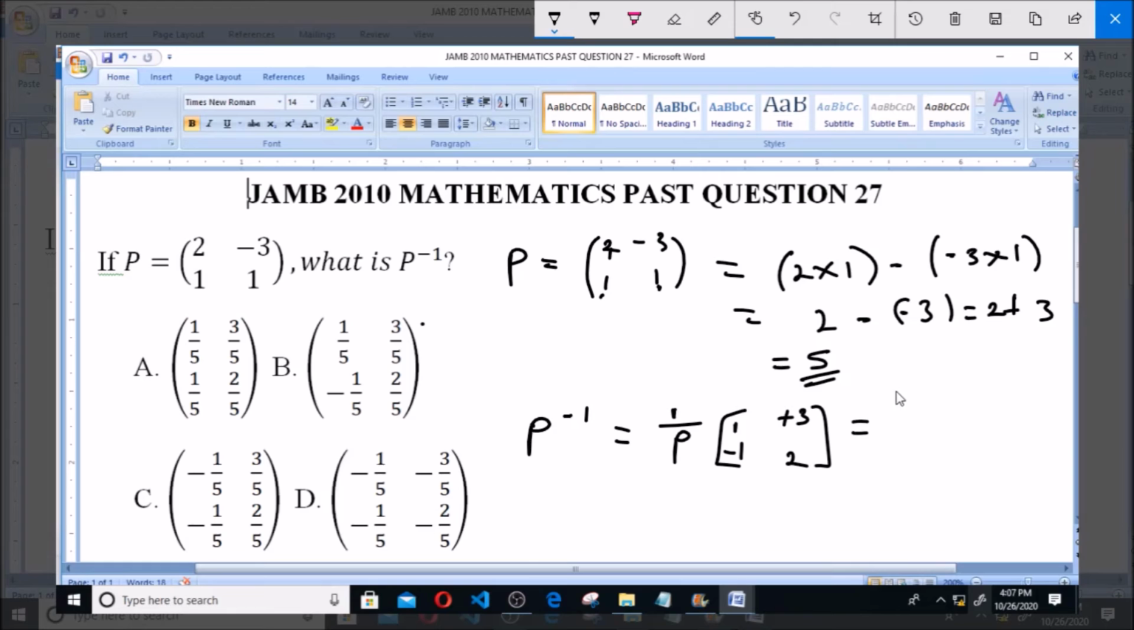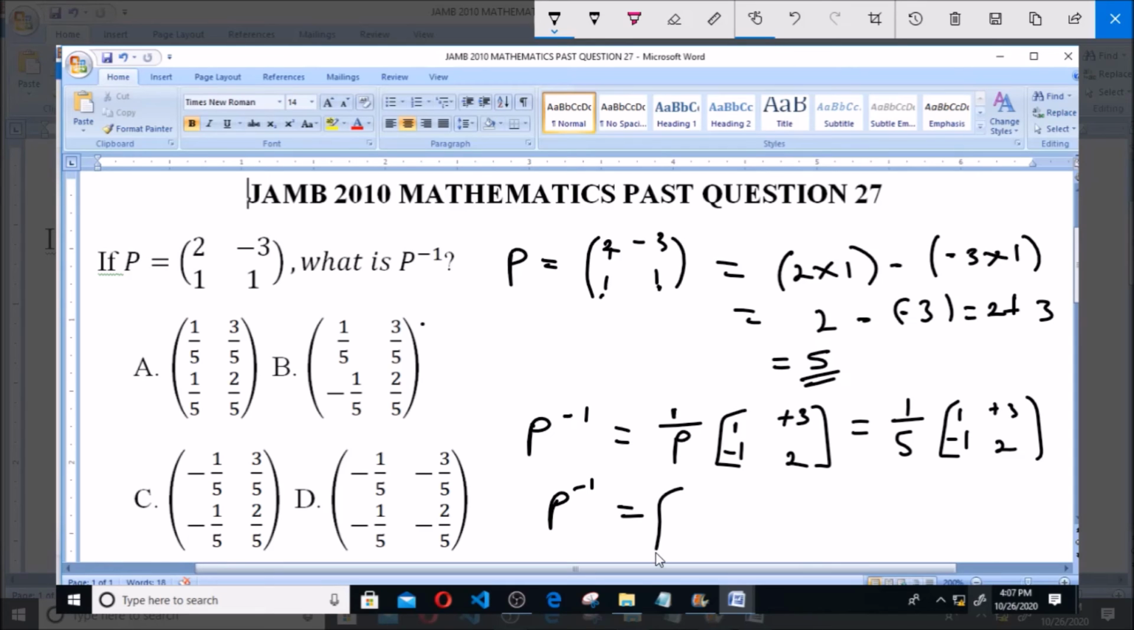So this is equal to, as I told you, 1 over 5 into 1, minus 1, plus 3, 2. If you look at what I told you, I said this changed. It was 2 here, then 1 here, but it changed, so it becomes 1 and 2. Then the sign of this diagonal side will change, minus 3 will change to plus 3, and plus 1 will change to minus 1, which is what we have. So from this, P inverse is equal to, we'll now multiply everything in this box by 1 over 5.